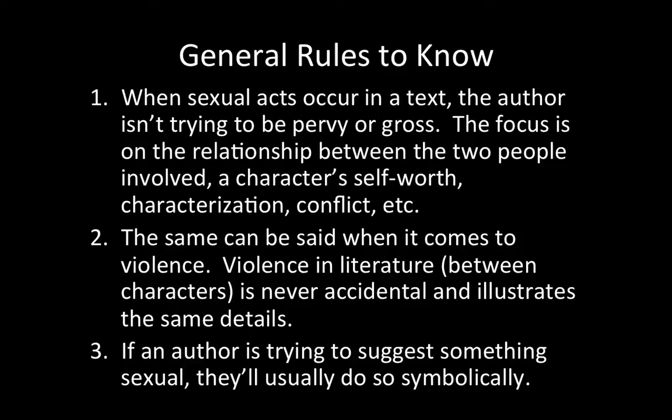Okay, second point. The same can be said when it comes to violence. Violence in literature between characters never occurs accidentally, and it illustrates the same types of things. So basically, when we look at sex and violence, what we have is an opportunity for the author to give us a visual of the relationship that's happening that we can't see. I don't know if I phrased that very well. It's something we can see that embodies the relationship between the two people, or the conflict, or a person's internal conflict. It's an outward way that we can see what's happening in somebody's head or heart. Okay, the third bullet is, if an author is trying to suggest something sexual, they'll usually do that symbolically.